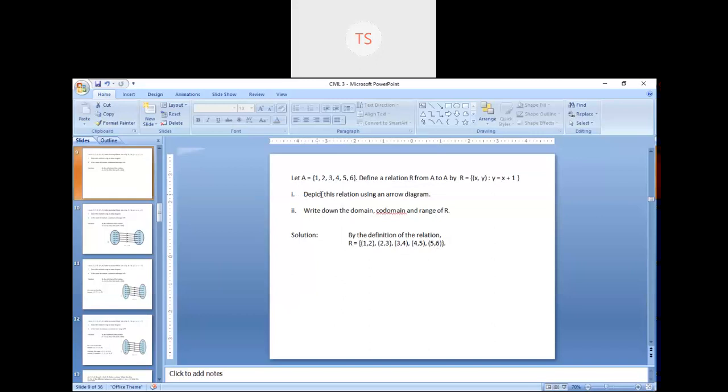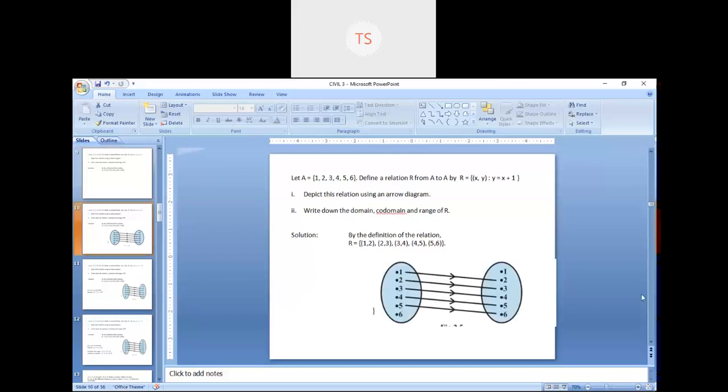Now come to our first question. The first one is to depict this relation using an arrow diagram. Now, how to draw this diagram? It is very simple. The first set is A and the second set is also A, because our relation R is from set A to the same set A. So this is A, this is also A. The elements of A are 1, 2, 3, 4, 5, 6. Again, this is also the same set, so obviously the elements will also be the same: 1, 2, 3, 4, 5 and 6.